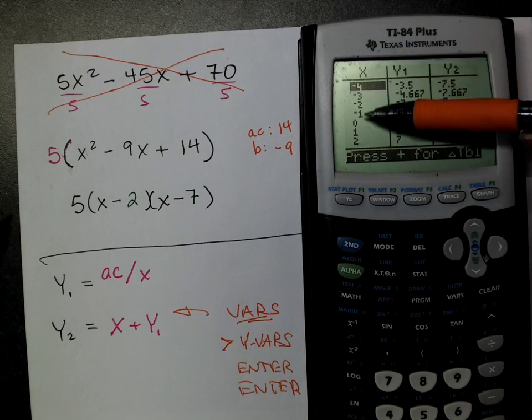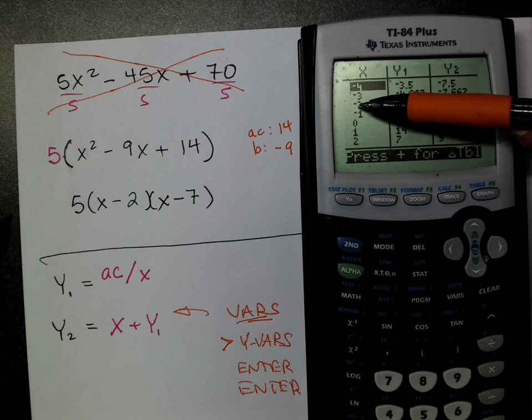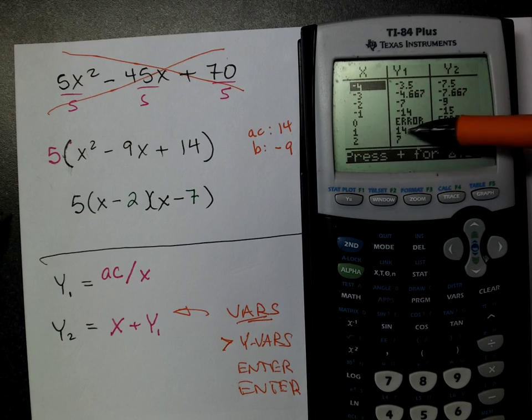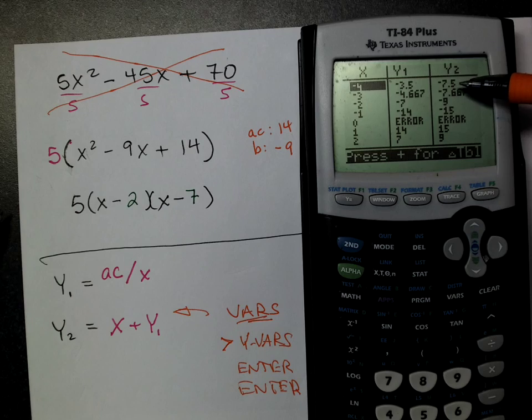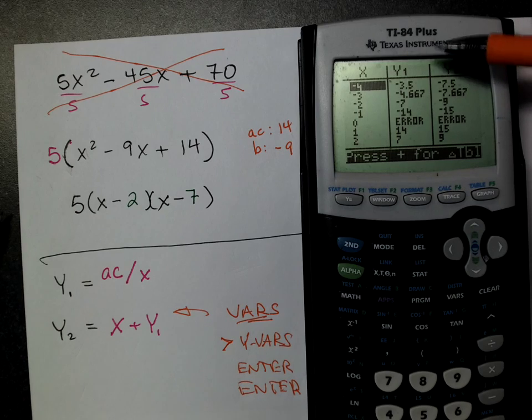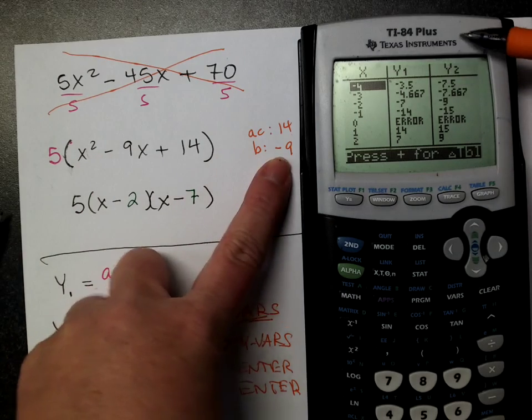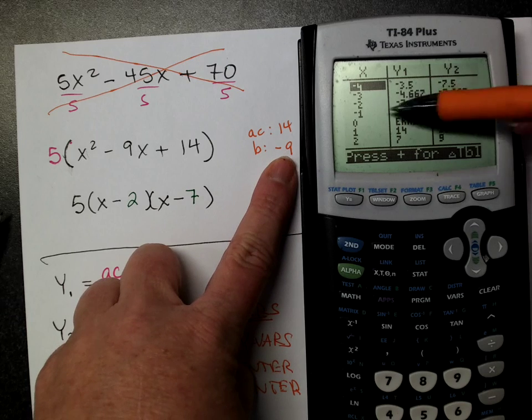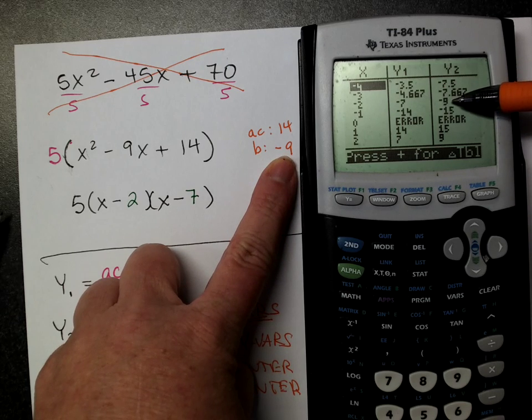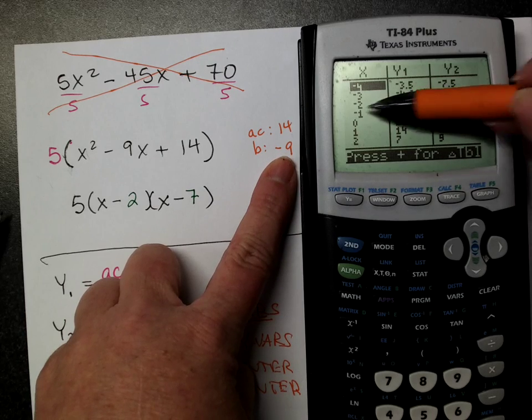Now, here's my factor pairs: negative 1 times negative 14, negative 2 times negative 7, also 1 times 14, 2 times 7. But all I'm doing is looking for my sum. I'm looking for my b. My b is negative 9, and I'm just looking for what happens when I add those factor pairs. Oh, there's my b, negative 9, which means my magic pair of numbers was negative 7 and negative 2.